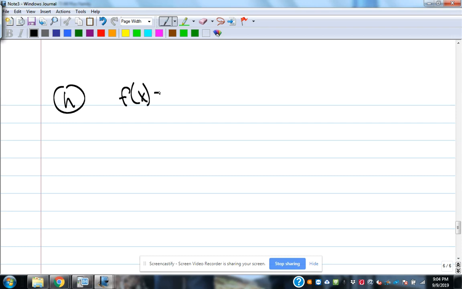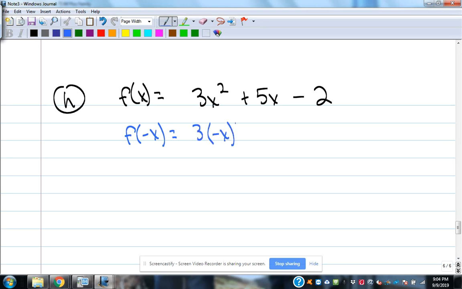F of x, 3x squared plus 5x minus 2. Testing for odd or even or neither. Plug in the negative x. 3 times negative x squared plus 5 times negative x minus 2. Well, negative x times negative x will be positive x squared. So that's 3x squared. That's the same as the original. So this one's even, right?